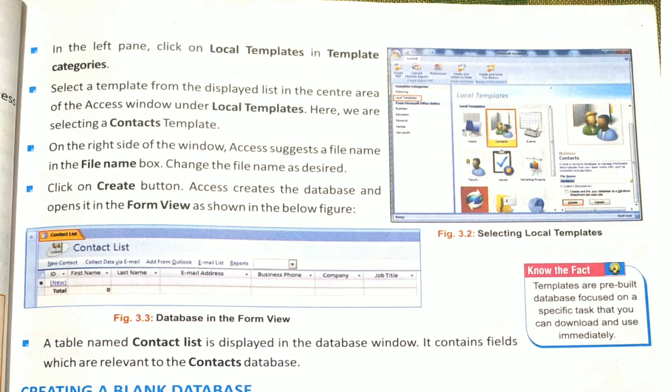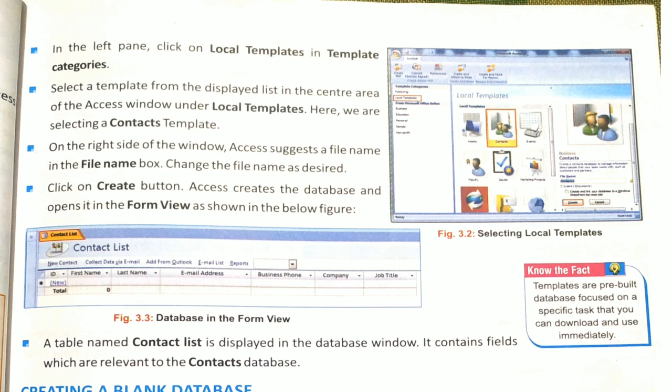On the right side of the window, Access suggests a file name in the File Name box. Change the file name as desired. So when you choose a Contacts template, on the right-hand side you will get a File Name box where you have to enter a file name. You can write a file name according to your choice. Now click on the Create button. Access creates the database and opens it in Form view as shown in the figure.